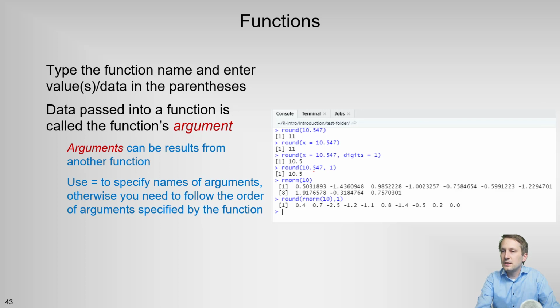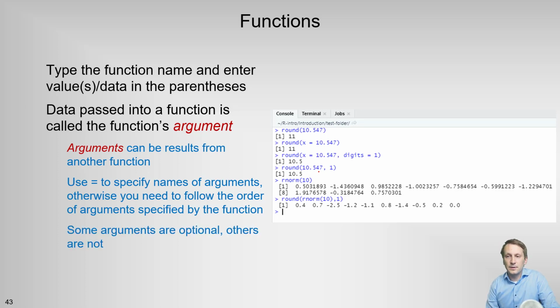So we say round(10.457, 1). It takes this number 10.457 and then rounds it to one digit. We are not specifying the names of those arguments here, and so you really have to know what the order of those arguments is. It's not quite as fail-safe as calling these arguments by name, so that is generally recommended. Again, some arguments are optional, other arguments are not optional, and you need to define them.